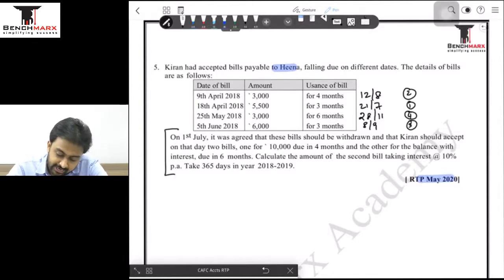1st July, it's agreed that these bills would be withdrawn, that is cancelled, ठीक है, would be withdrawn, and Kiran should accept on that day 2 bills, one for 10,000 due in 4 months and the other for the balance with interest due in 6 months. Interesting. Compute the amount of second bill taking interest as 10%, and we'll take 365 days in the year 1819.